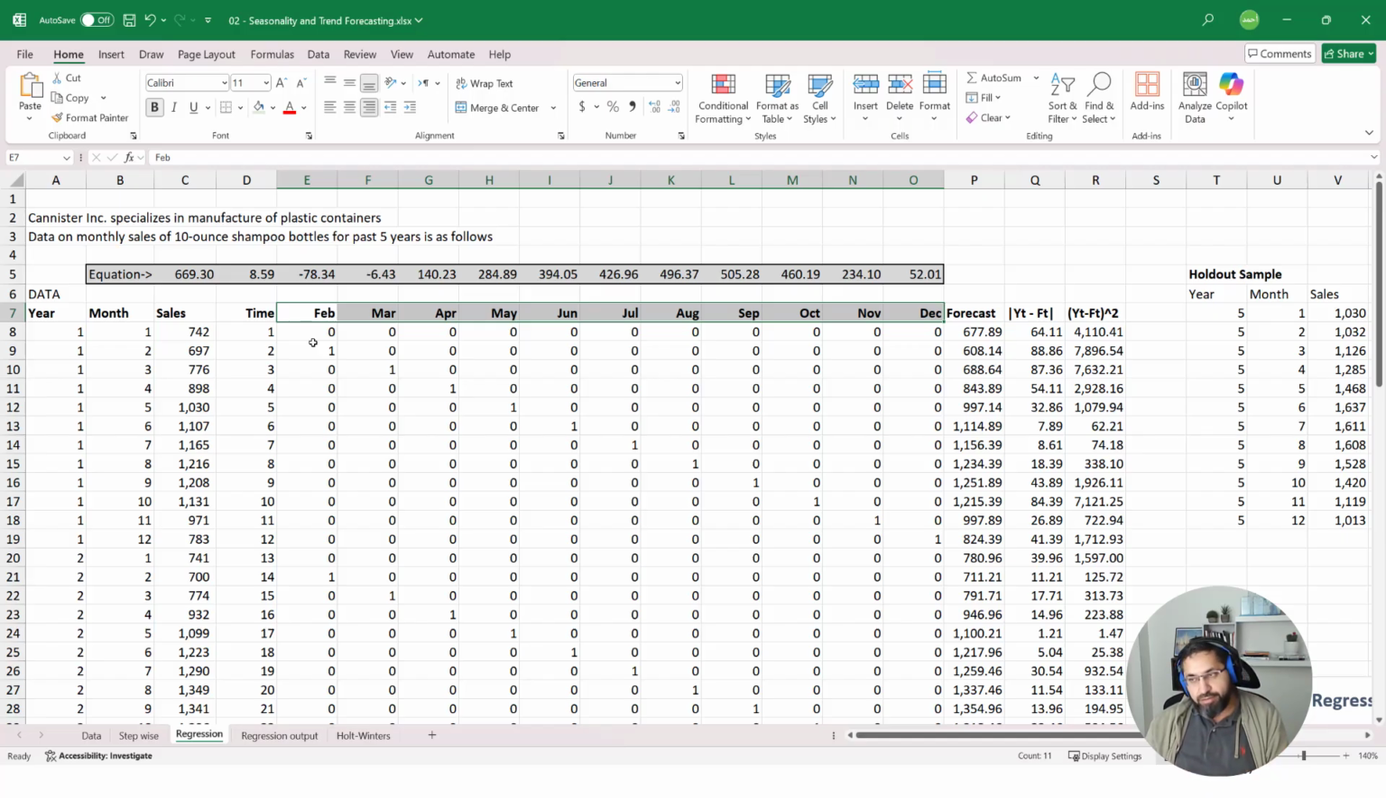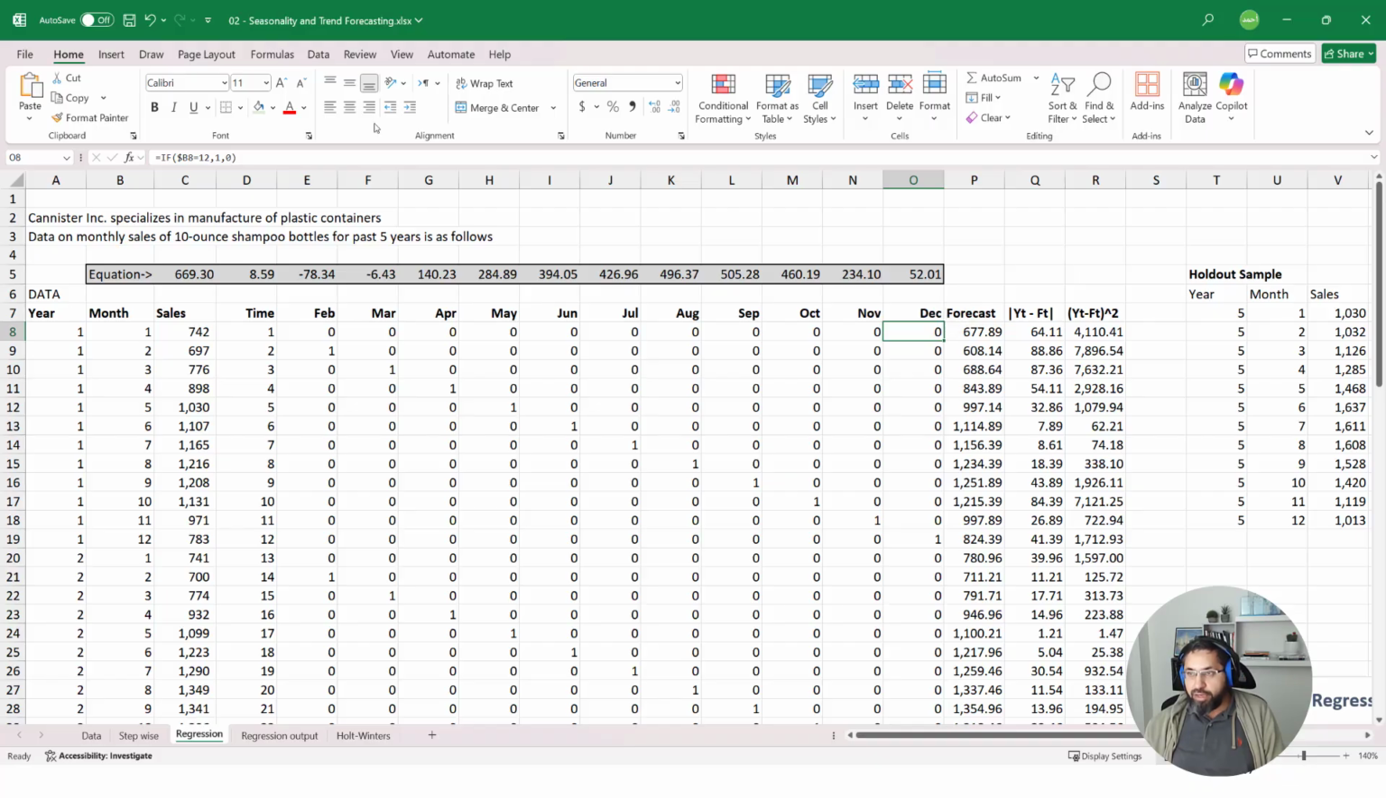Quarters have 4 values, quarter 1, quarter 2, quarter 3, quarter 4, so you need only 3 binary variables. Day of the week has 7 values, Monday to Sunday. You only need 6 variables, 7 minus 1. So you only need 1 less binary variable than the number of levels you have.